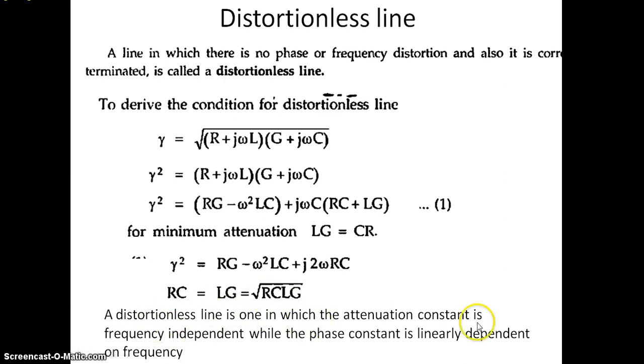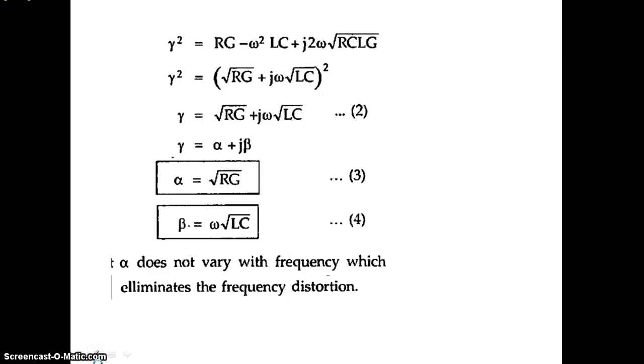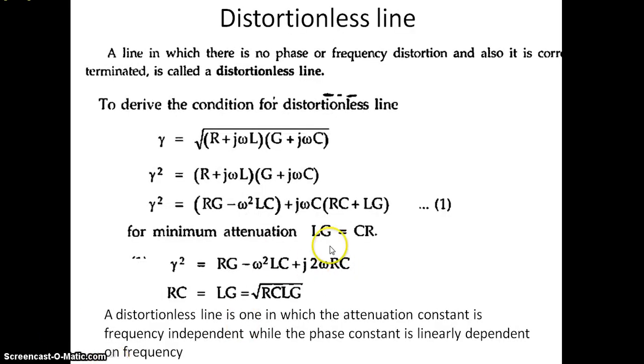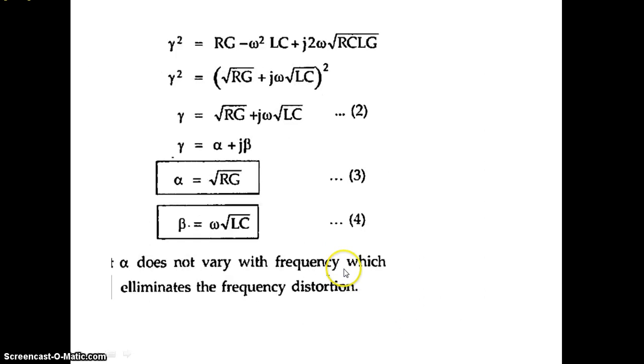A distortionless line is one in which the attenuation constant is frequency independent, while the phase constant is linearly dependent on frequency. So in the equation, rg minus omega square LC, and instead of 2 j omega rC, I am putting 2 j omega root of rC into Lg, since Lg equals rC. Simplifying, gamma square equals (root rg plus j omega root LC) the whole square. Taking the square root, gamma equals root rg plus j omega root LC.